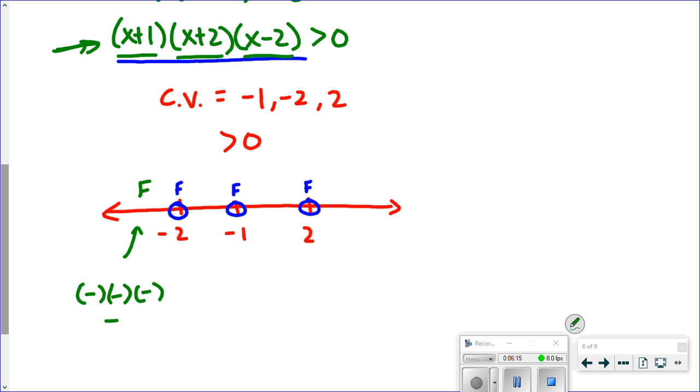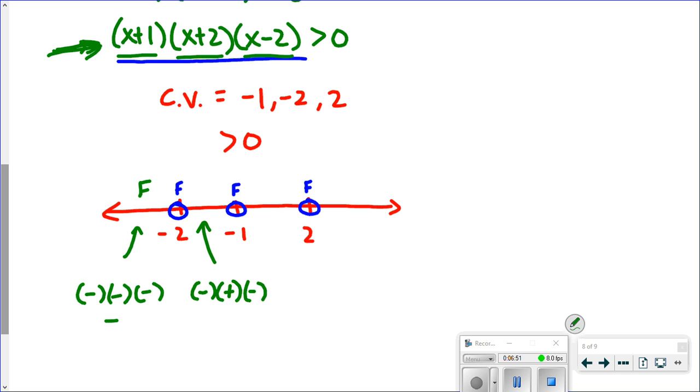Okay. So I'm going to do that for each interval that this number line is broken up into. Next I'm going to go here. Between -2 and -1, that's like -1.5, let's say. So -1.5 plus 1, that's negative. -1.5 plus 2, that's positive. -1.5 minus 2, that's negative.